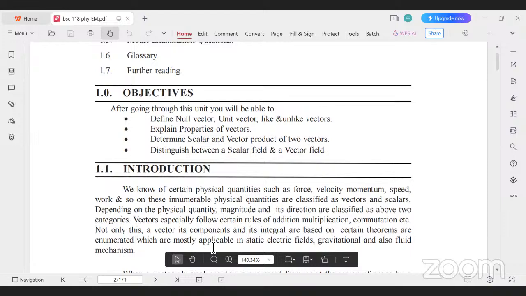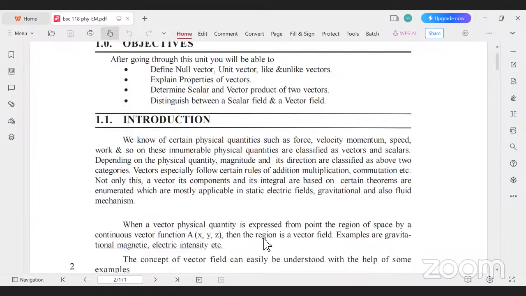Not only this, a vector's components and its integrals are based on certain theorems, which are mostly applicable in static electric fields, gravitational fields, and also fluid mechanics. So many fields we are going to use this in, because this is the basic. If you understand what a vector is and how it works, the next semesters will be easy to understand. Because if you don't understand this, you won't understand the next topics.